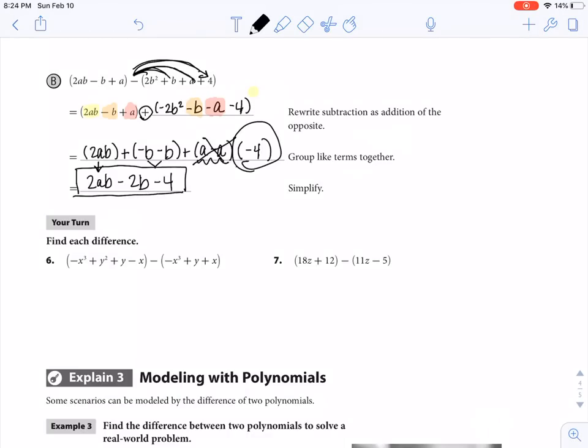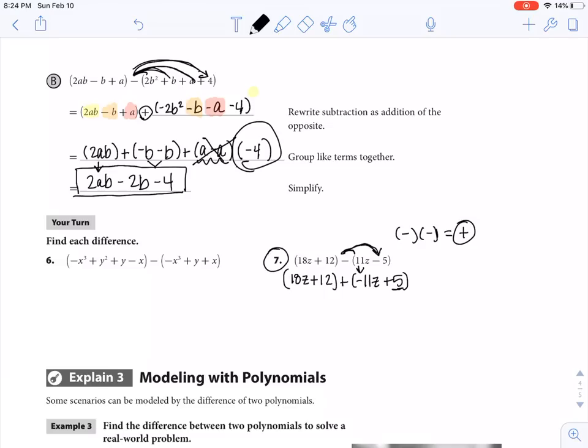Okay. So if we take a look at number 7, we're going to go ahead and distribute that negative. So we have 18z, we'll keep that in parentheses, plus 12, plus negative 11z, plus 5. Because when I distribute that negative, I get a negative 11z, and I distribute that negative here. Well, a negative times a negative always gives me a positive. Okay, which gives me that positive 5.